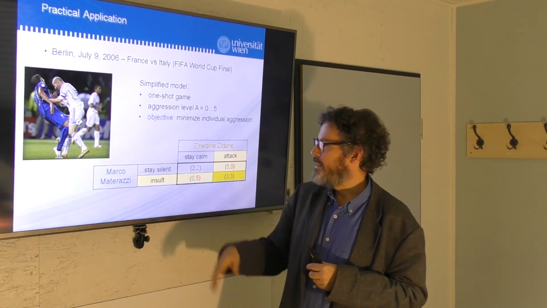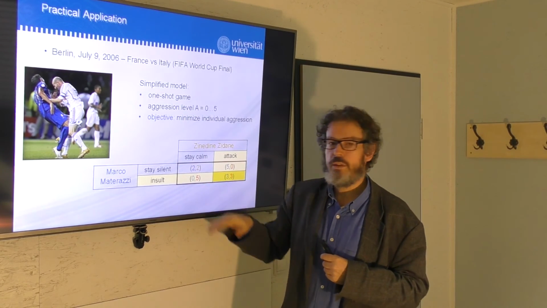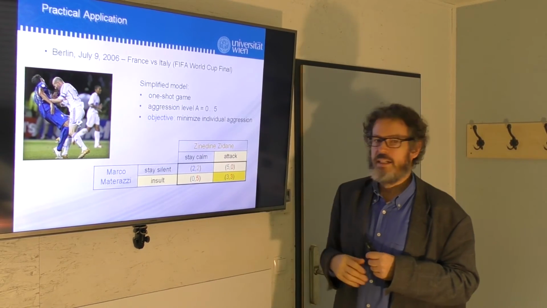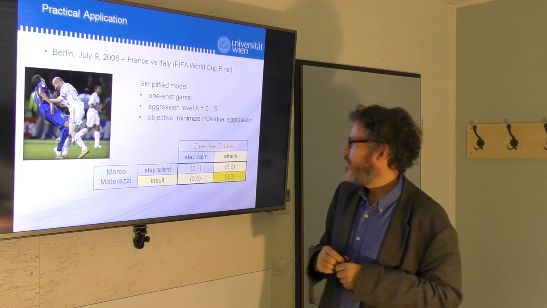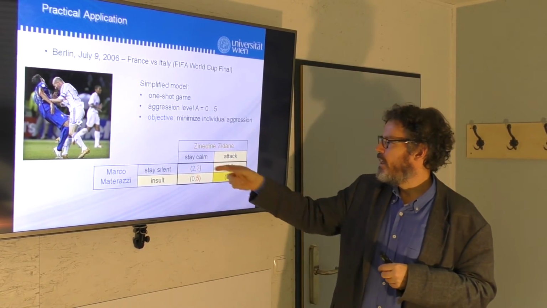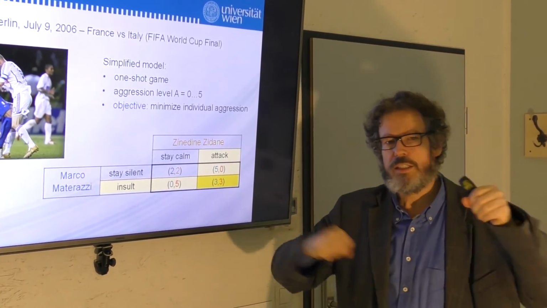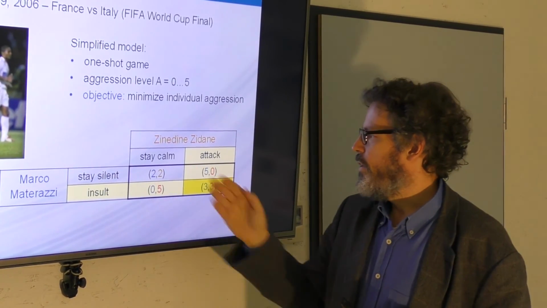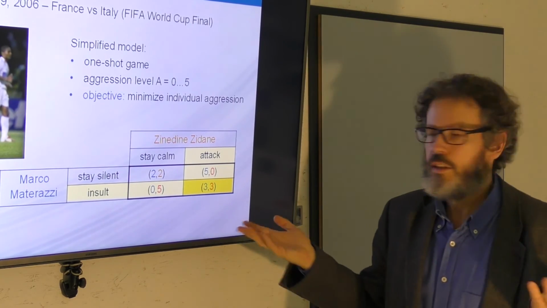Here we have Marco Materazzi. Materazzi could have been staying silent, or he could insult Zinedine Zidane. And Zinedine Zidane could stay calm, or he could attack. Let's look at all these four combinations. If Materazzi is staying silent and Zidane is staying calm, both of them have, say, an average aggression level. They are in the midst of an important soccer game. So let's say they both have an aggression level of 2. And it's symmetric, of course.